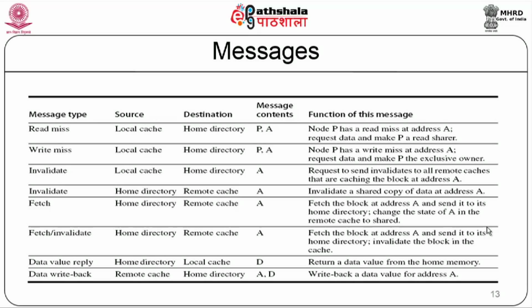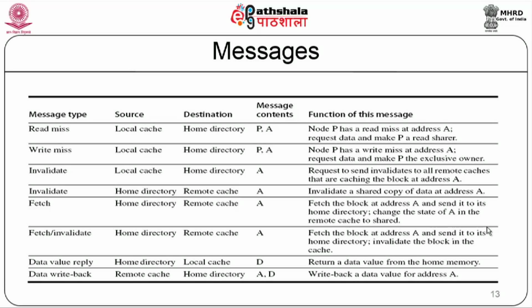Similarly, depending on the blocks that have been cached, the home directory sends the remote caches an invalidation of the shared copy of data at address A. Similarly, when you have a fetch operation, the source of the fetch operation is the home directory. The request goes to the destination, which is the remote cache, because you will have to fetch data from the remote cache, and the address is A.